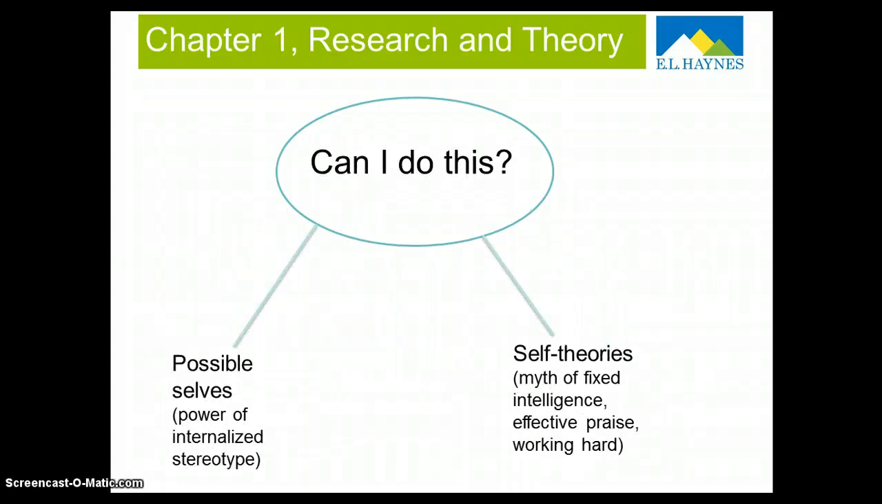The last question has to do with self-efficacy. We know from research that if a student does not think that they are capable of learning or performing, they will eventually disengage. Possible selves are cognitive representations of an individual's future, what a person can imagine for themselves. Internalized stereotypes can limit what a student believes they can achieve. Similarly, theories students hold about intelligence and the value of hard work have a powerful influence over how they view school and their role in it.